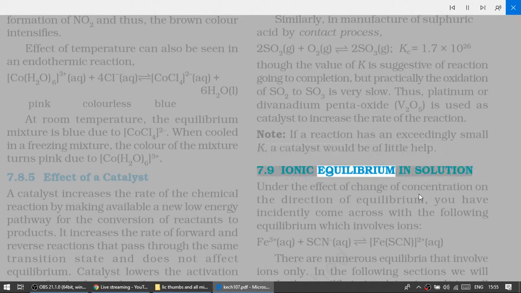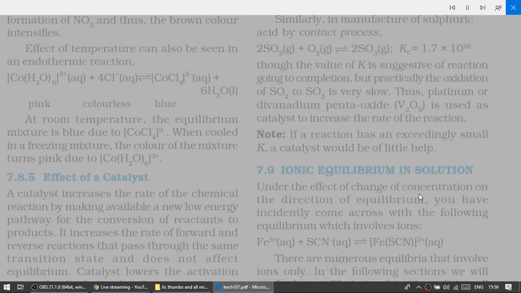7.9 Ionic equilibrium in solution. Under the effect of change of concentration on the direction of equilibrium, you have incidentally come across the following equilibrium, which involves the ions Fe3+(aq) + SCN-(aq) ⇌ [Fe(SCN)]2+(aq). There are numerous equilibria that involve ions only. In the following sections we will study the equilibria involving ions.